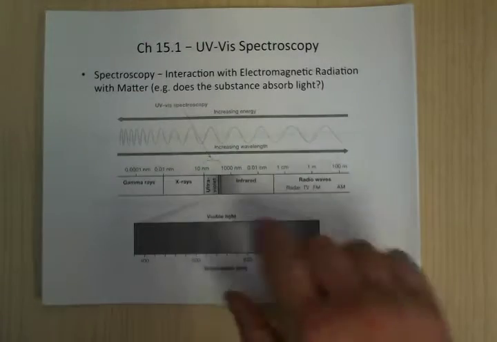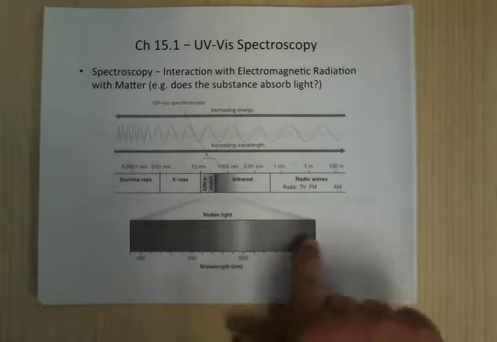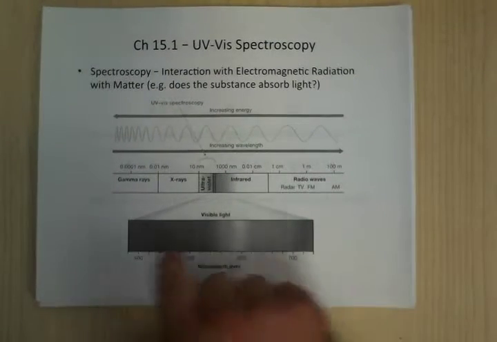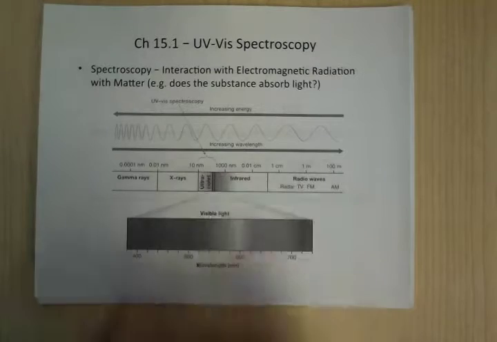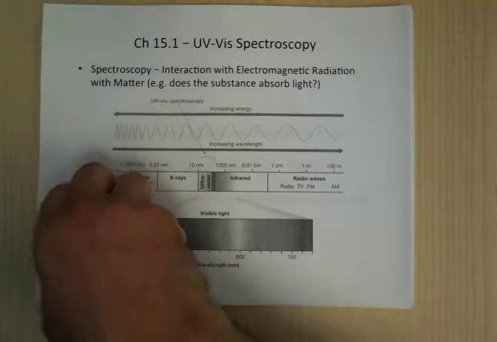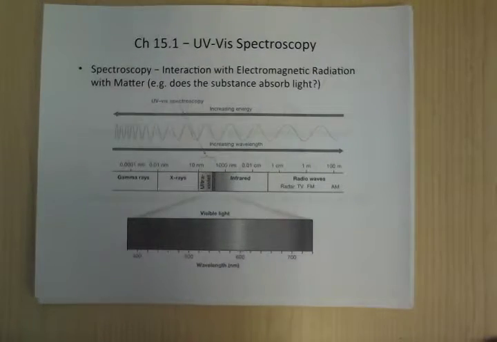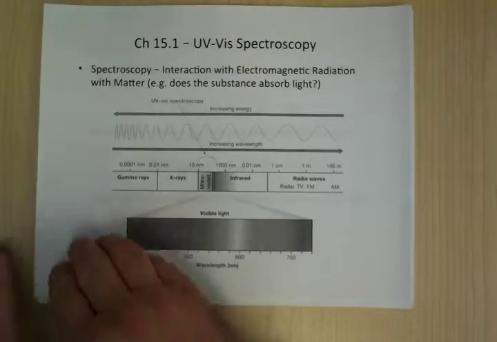But for UV-vis spectroscopy, we're in the visible range, from red to purple, and then the ultraviolet range. What spectroscopy really is, is how light interacts with a molecule. Does the substance absorb the light, and if it does, what does that mean?